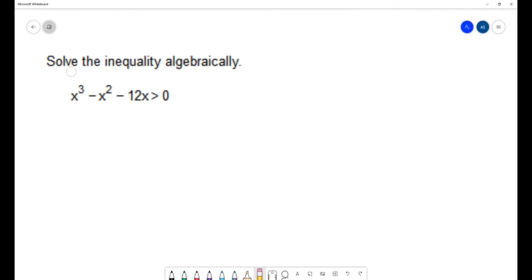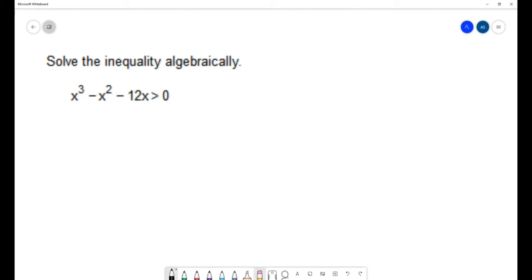So for this example, we want to solve the inequality algebraically. And this inequality is x cubed minus x squared minus 12x is greater than 0. And because this inequality is a polynomial inequality, we have a strategy that we go through that's a little bit different from solving a linear inequality.